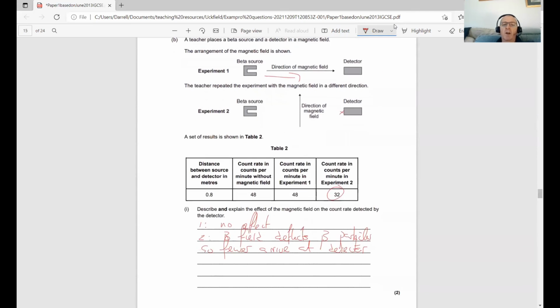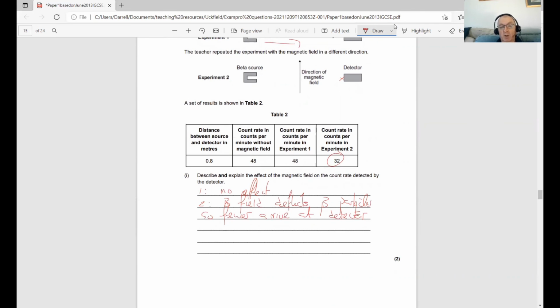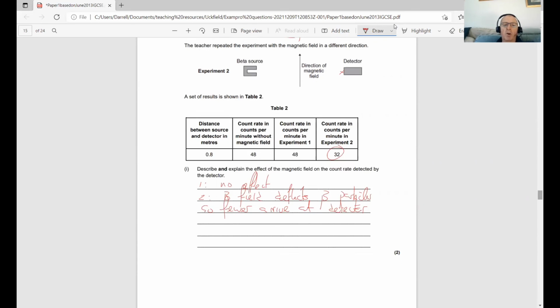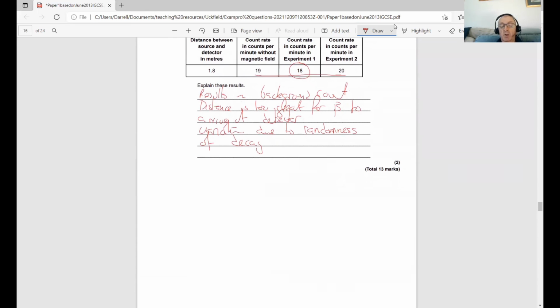Then we've looked at the effect of magnetic fields on beta. You should recall that it doesn't affect gamma at all because gamma has no charge and magnetic fields only affect moving charge. And the field has to be at right angles to the direction of motion of the particles. So there it is. And then finally, of course, there was that bigger distance outside the range of beta. And so the readings were reduced to the background count.